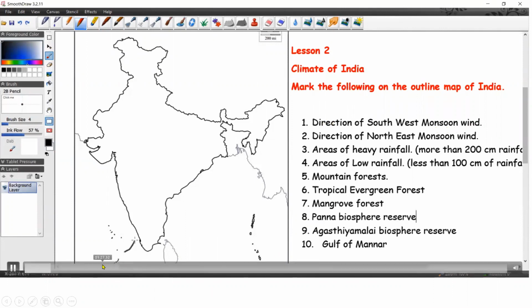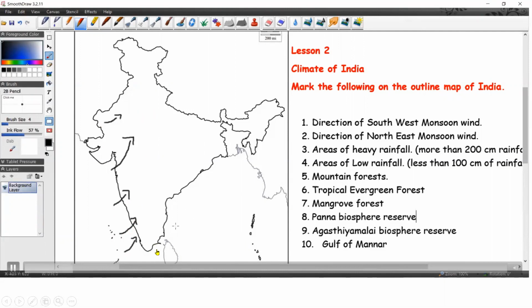The southwest monsoon wind comes from the Indian Ocean and it strikes over peninsular India and divides into two branches. The first branch is the Arabian Sea branch. It reaches the Malabar coast first, then the Konkan coast, and here the Aravalli range is. So it goes parallel to the Aravalli ranges.